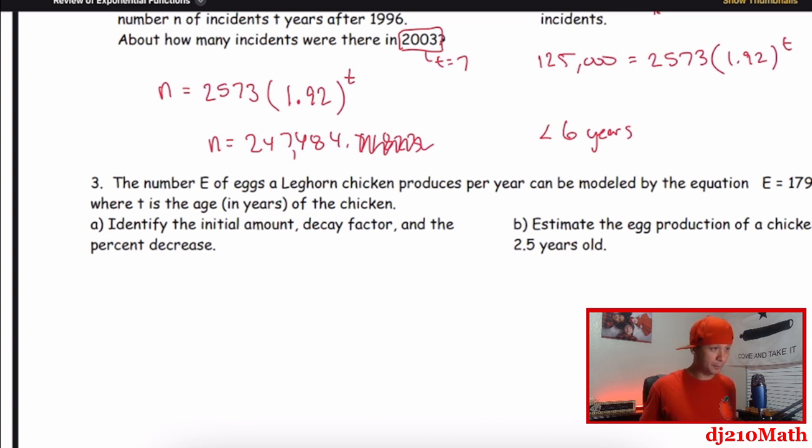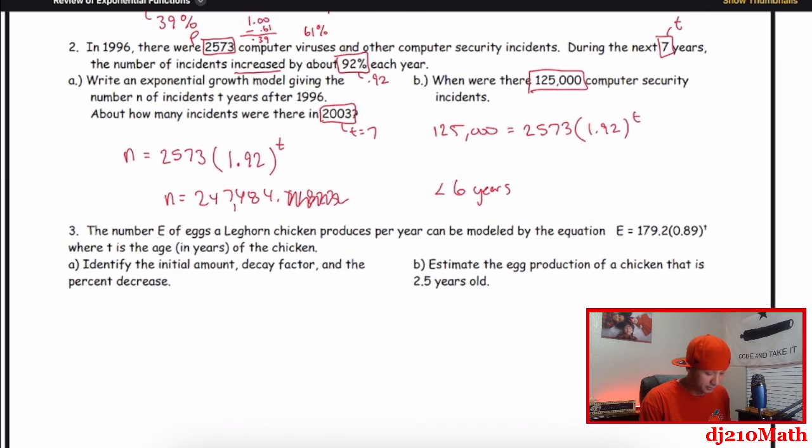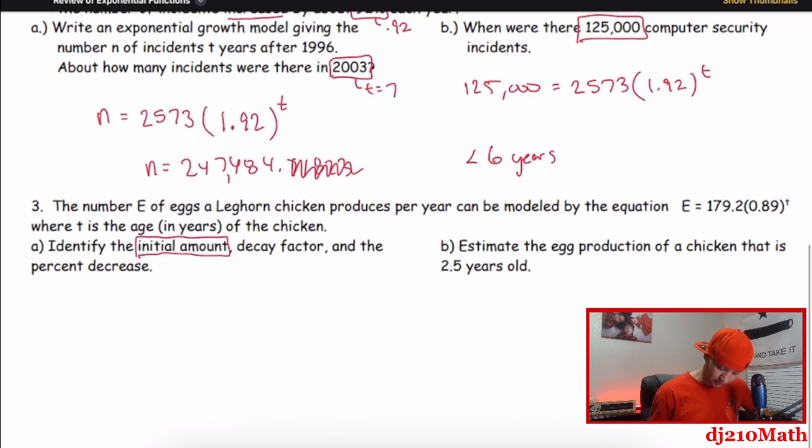Okay. Number 3. The number E of eggs a leghorn chicken produces per year can be modeled by this equation. All right. Where T is the age in years of the chicken. So, however old the chicken is, it will produce a certain number of eggs. All right, identify the initial amount. So, initial amount, that's 179.2. The decay factor, switch up the colors.